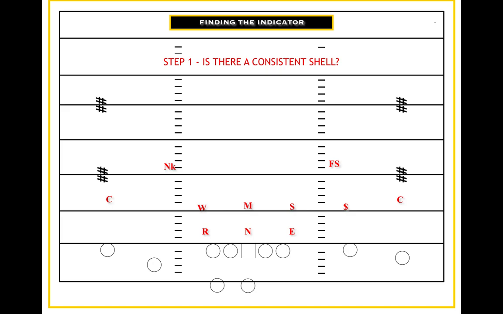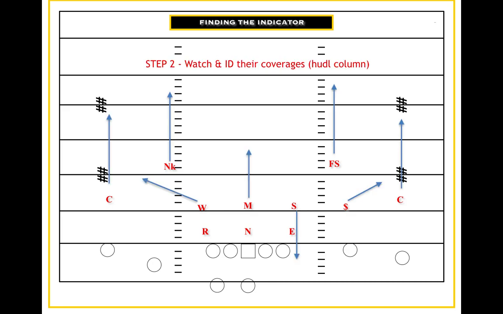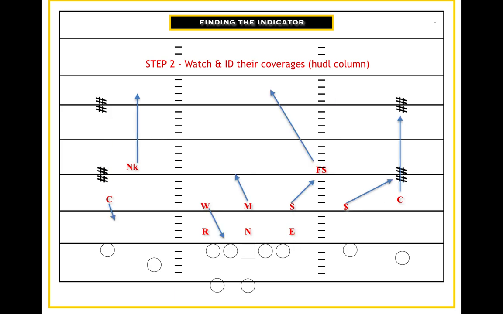So once we've determined that they do use a consistent shell, we're going to go through and watch and ID their coverages. This is something we would do in huddle. We would put those in columns and again, just go through. So maybe they're in quarters, like this example.